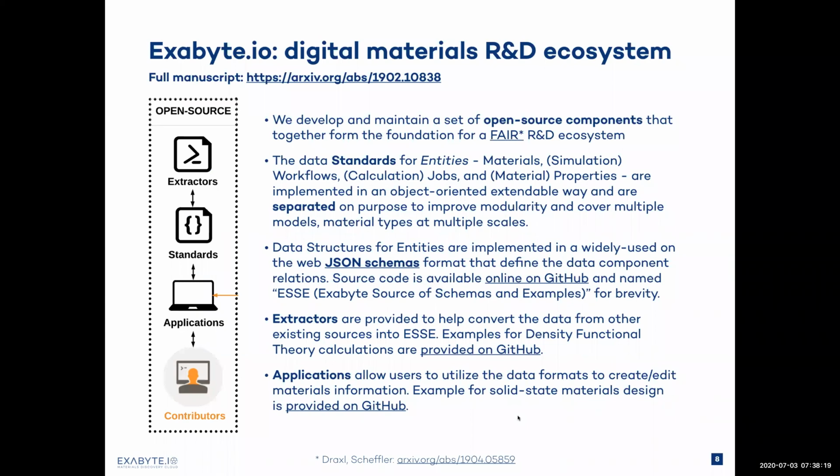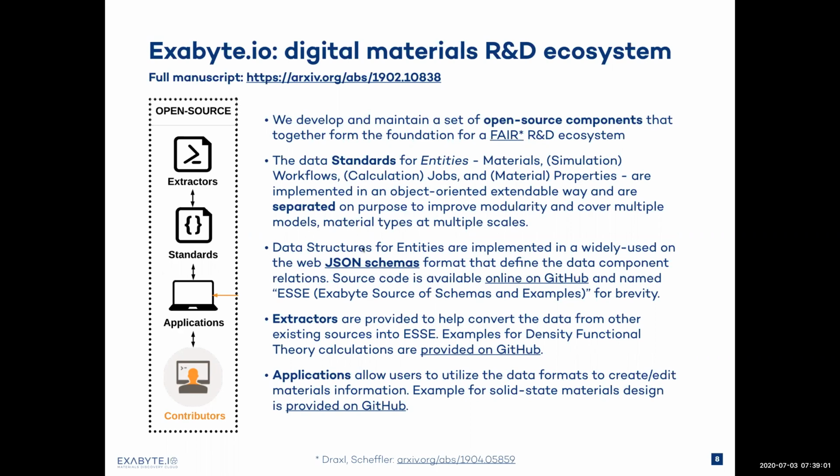How do we go about implementing such a platform? We start with a set of open source components that together form the foundation for a FAIR R&D ecosystem. And FAIR stands for findable, accessible, interoperable, reusable. And we define three main entities here, which are extractors, standards, and applications. The data standards are the fundamental building block, and they pertain specifically to materials, which is material structures, simulation workflows, calculation jobs, and material properties.